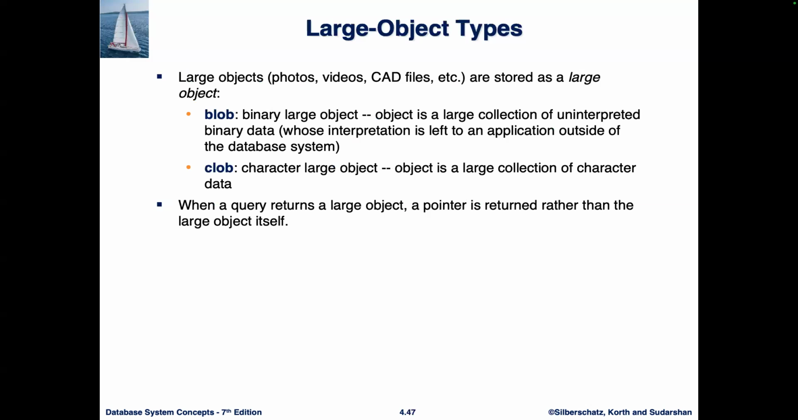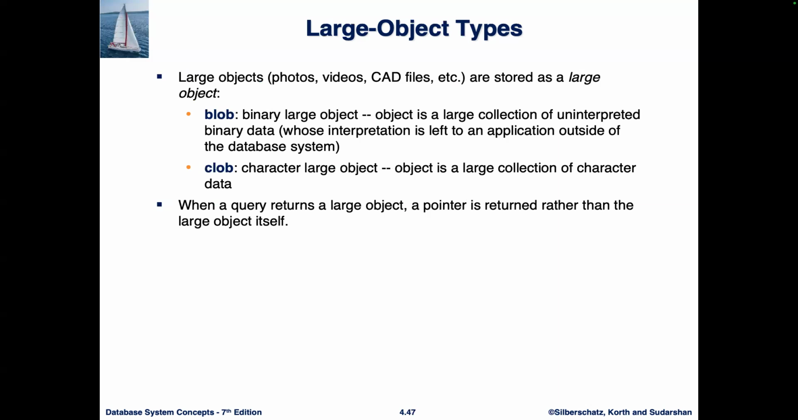SQL also provides ways to store large objects such as photos, videos, and large text files. These are stored using special data types called blobs or large objects. Blob is a binary large object. A blob is used to store large collections of binary data like images, videos, or CAD files.